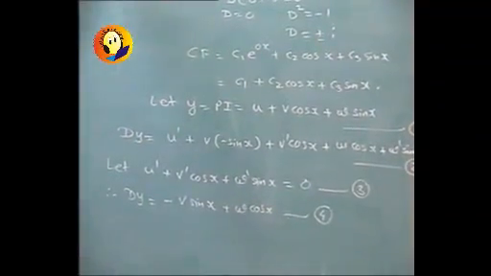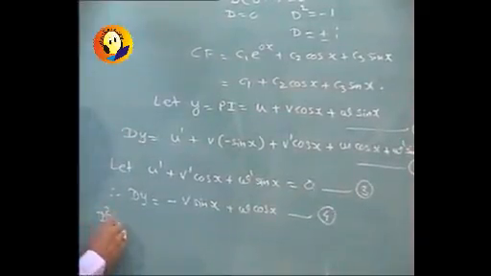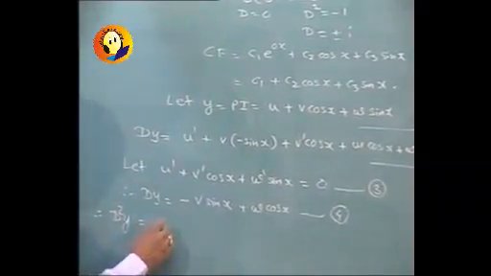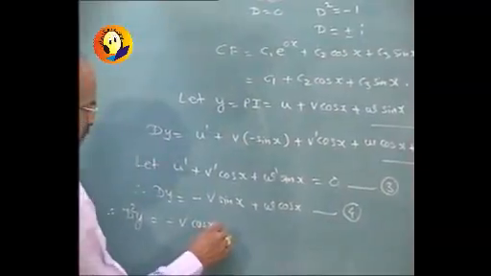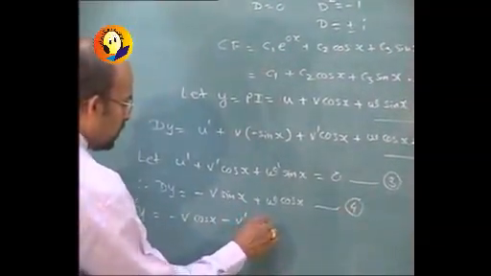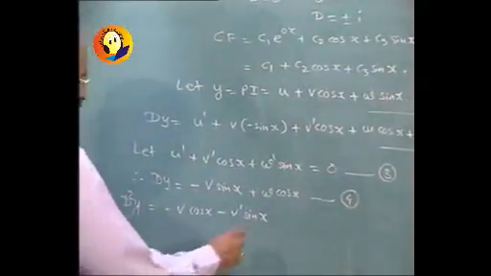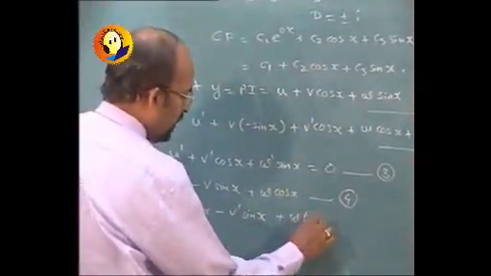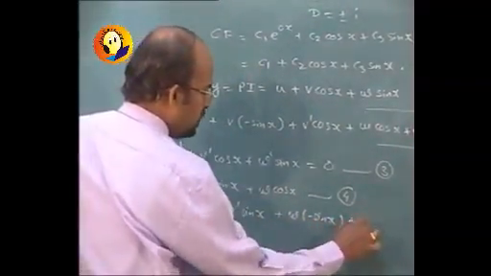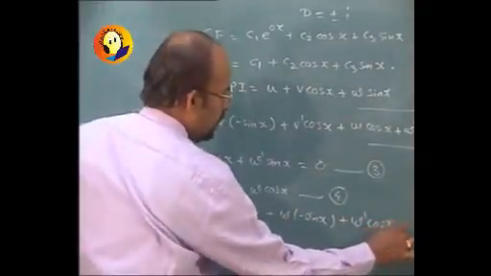This should be differentiated to find d square y. So d square y will be equal to minus v into cos x minus v dash sin x plus w into minus sin x plus w dash cos x, equation number 5.